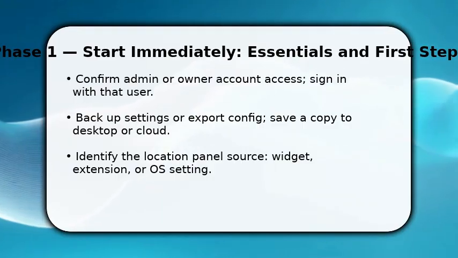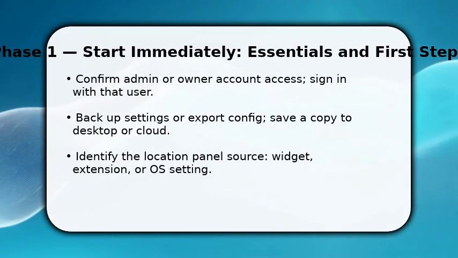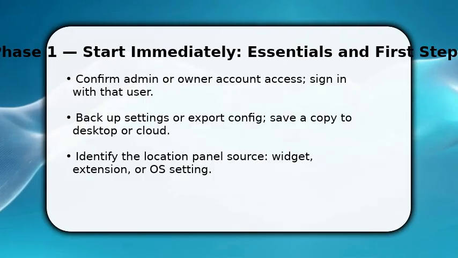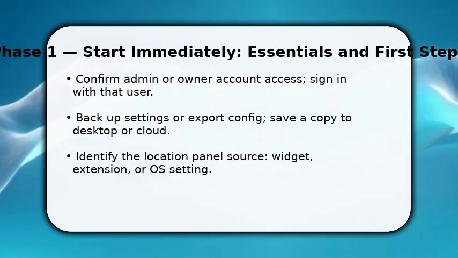If it's an extension, open Extensions. If it's a widget, open Widgets or the desktop customization pane. Once done, note the exact name shown. This prevents removing the wrong item and lets you reverse the change quickly if needed.